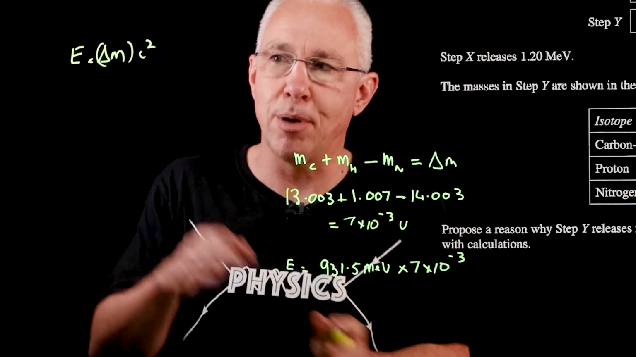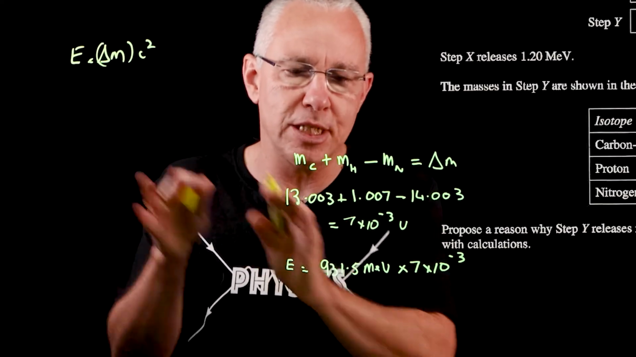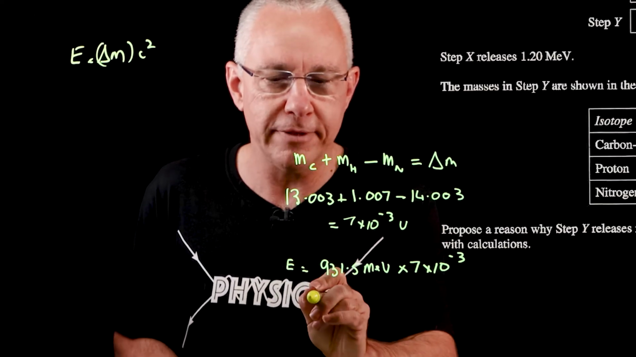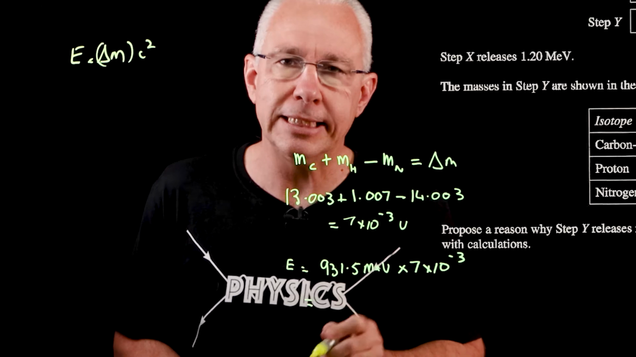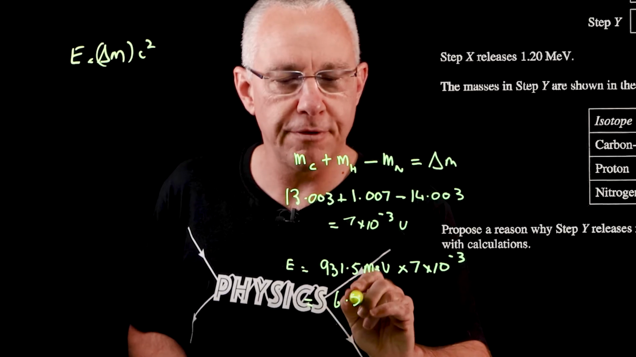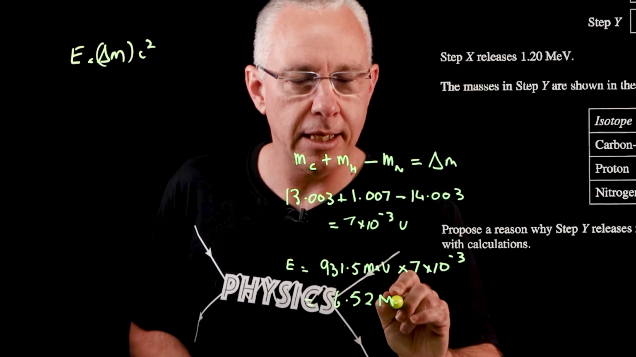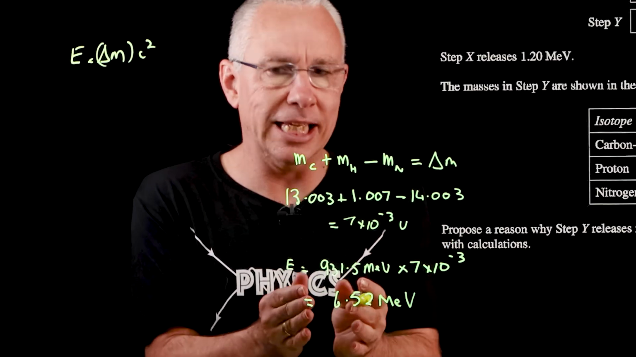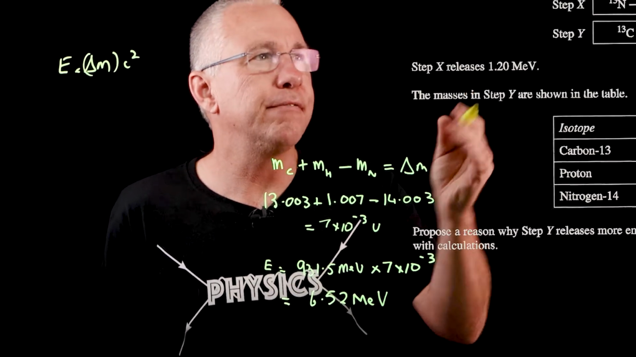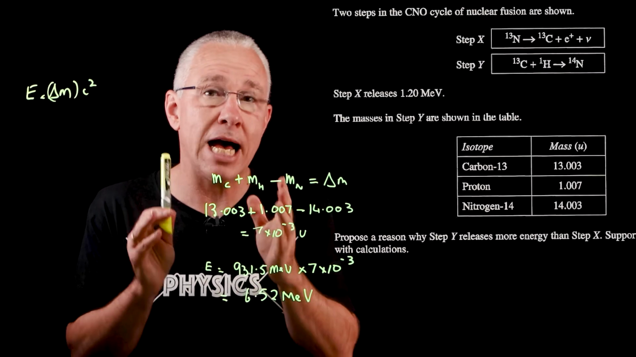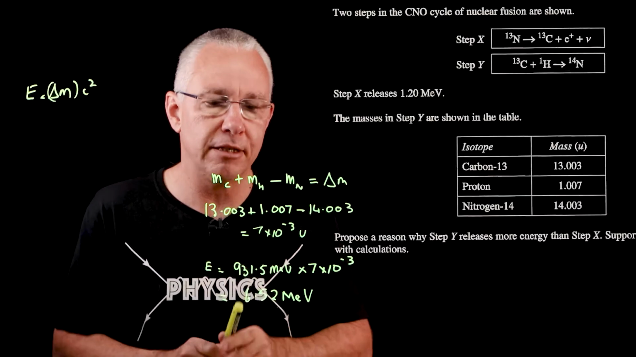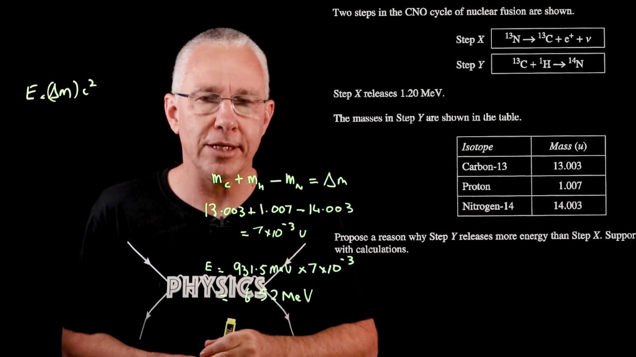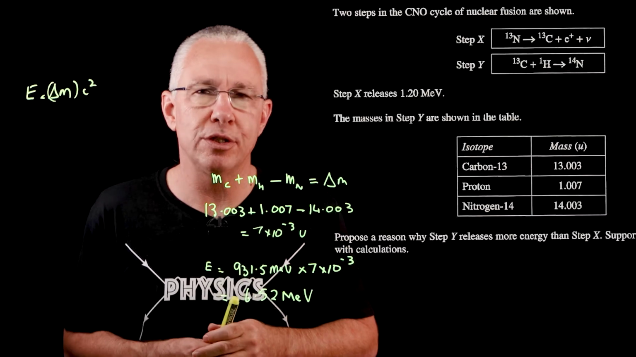So that actually bypasses this. It goes through the same process, but it's a sort of shorthand way of getting there. And what we end up getting is a value of 6.52 mega electron volts. Now that's clearly significantly larger than the value that was 1.2, so we've argued the case for a greater mass defect and supported it with calculations. Let's move on to question 29.